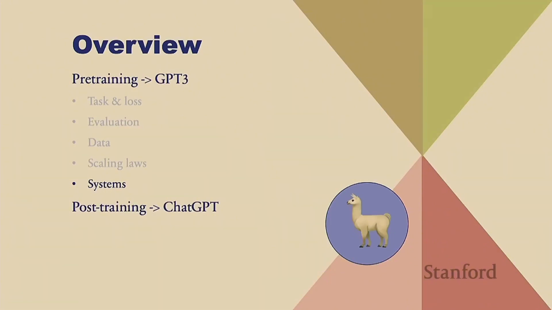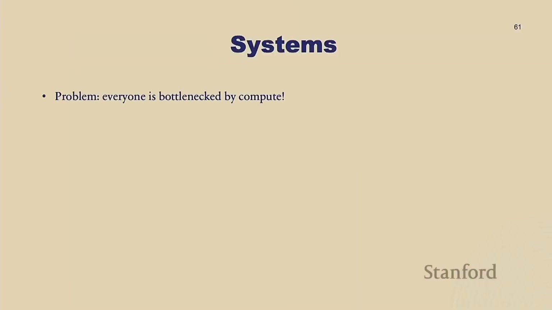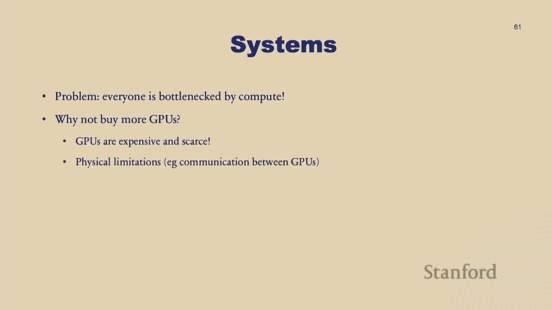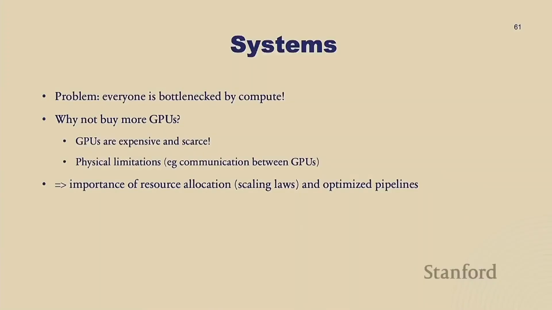Okay. I might try to give a high-level overview, at least of one of the systems tricks. Systems, as we said: for everyone, compute is the huge bottleneck. One question you might ask is, why not buy more GPUs? GPUs are expensive, but also scarce. Even if you have $10 million right now, you cannot buy the best GPUs. There are also some physical limitations. When you have multiple GPUs, you have to communicate between them, and that takes time. So just buying more GPUs is not that easy. It's really important to think about how you allocate resources and how you optimize your pipeline.